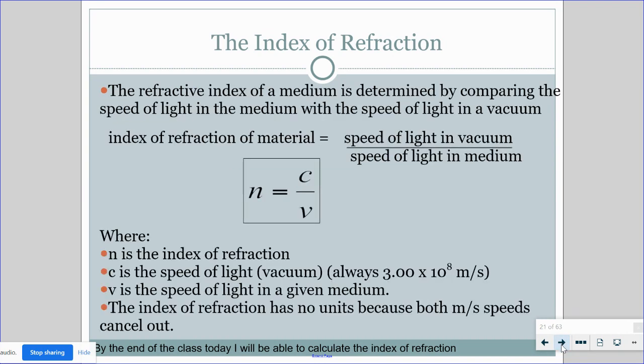So there's a nice calculation. This is called the refractive index of a medium. Basically what we do is we take the speed of light in a vacuum and we divide it by the speed of light in the medium. And n is the index of refraction for that medium. So n is the index of refraction, c is the speed of light in a vacuum, and that is a constant. It is always 3.00 times 10 to the 8 meters per second. And v is the speed of light in a given medium. So because we're dividing speed by speed, meters per second by meters per second, we get rid of all the units, and so the index of refraction has no unit.